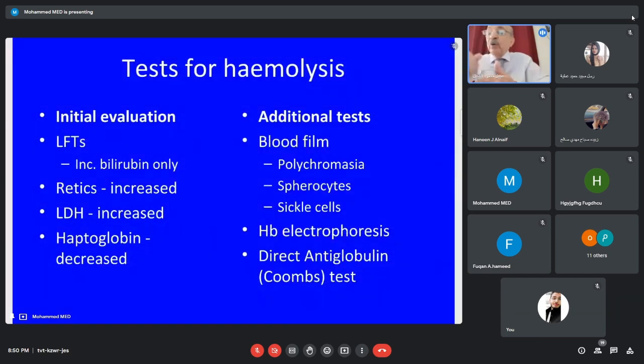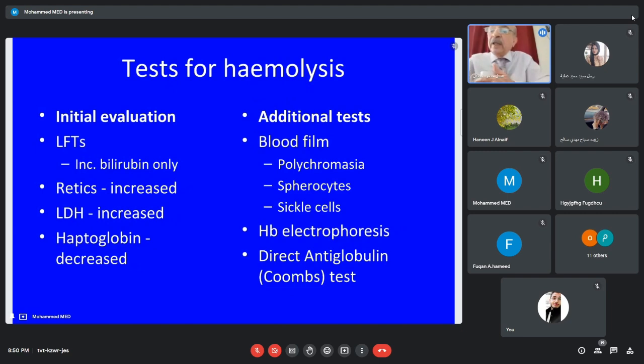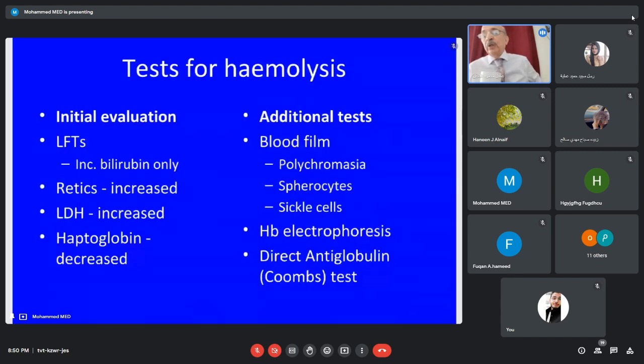Okay, hemoglobin electrophoresis is diagnostic of these conditions, and a direct antiglobulin test is diagnostic of autoimmune hemolytic anemia. In these anemias, spherocytosis and sickle cell anemia, which are inherited congenital, the Coombs test is negative. But in acquired hemolytic anemia, like the anemia we discussed in this particular patient, CLL, chronic lymphocytic leukemia, the Coombs test is usually positive. Next slide, please.